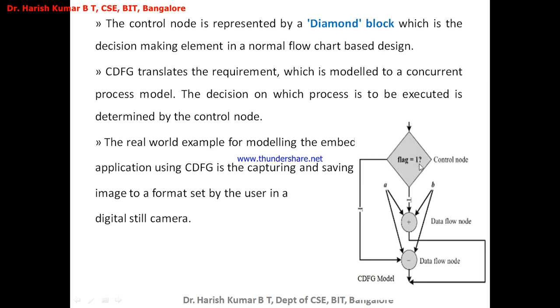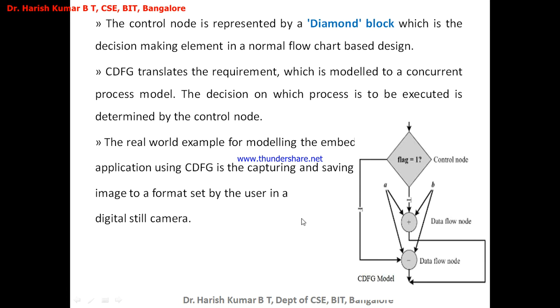So if flag is equal to 1, true, then you take the A input, B input, and you perform this. If flag is not 1, false, then you come and perform this data flow node. That means these two data flow nodes are control dependent on this control node.